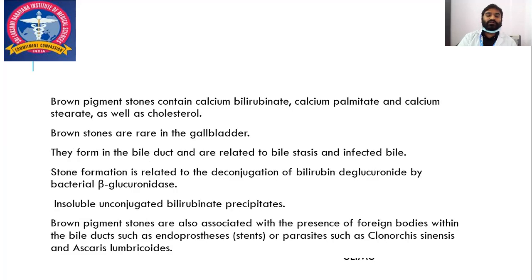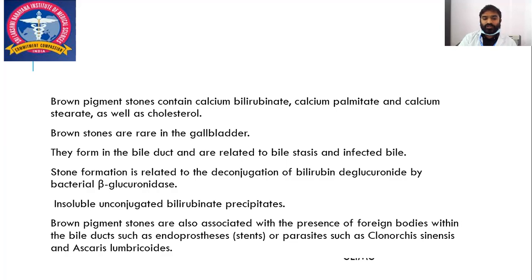Brown stones contain calcium bilirubinate, calcium palmitate, and calcium stearate, as well as cholesterol. Brown stones are rare in the gallbladder. These are primary stones in the CBD. They form in the bile duct and are related to bile stasis and infected bile. Stone formation is related to the deconjugation of bilirubin glucuronide by bacterial beta-glucuronidase. Insoluble unconjugated bilirubinate precipitates.